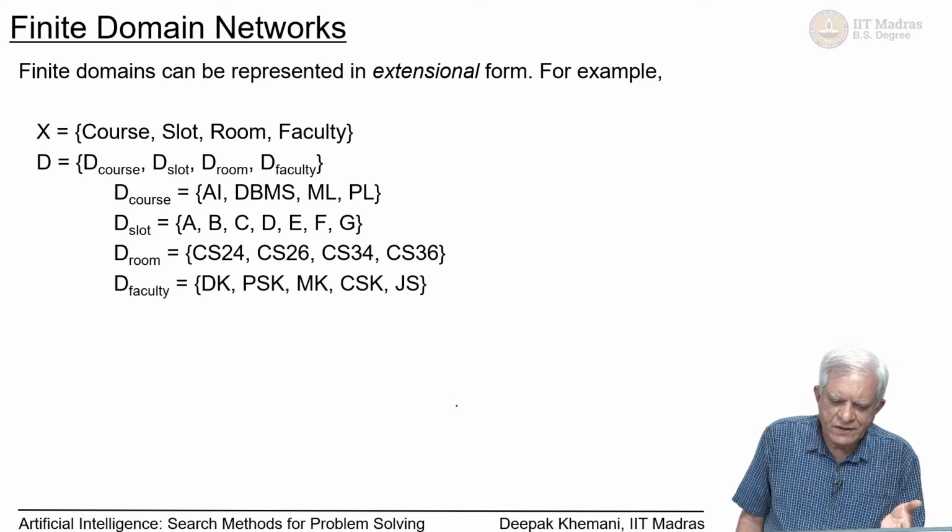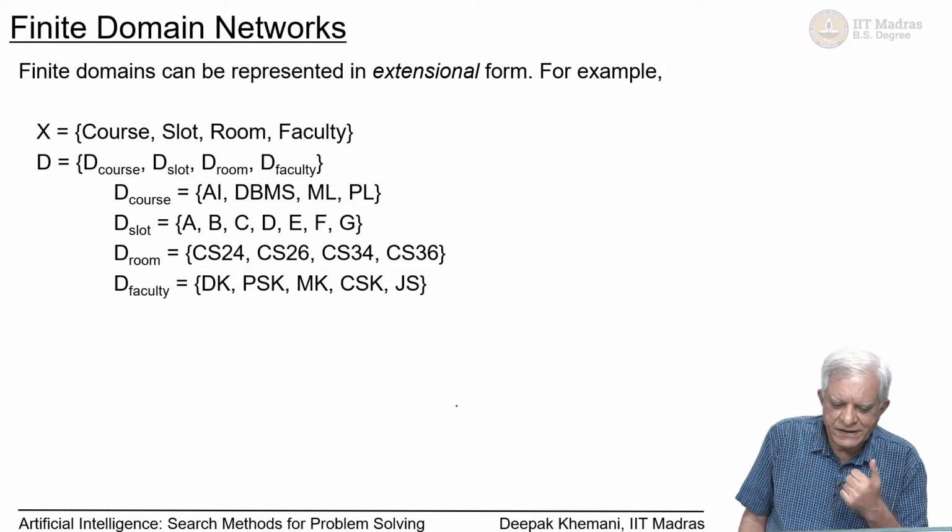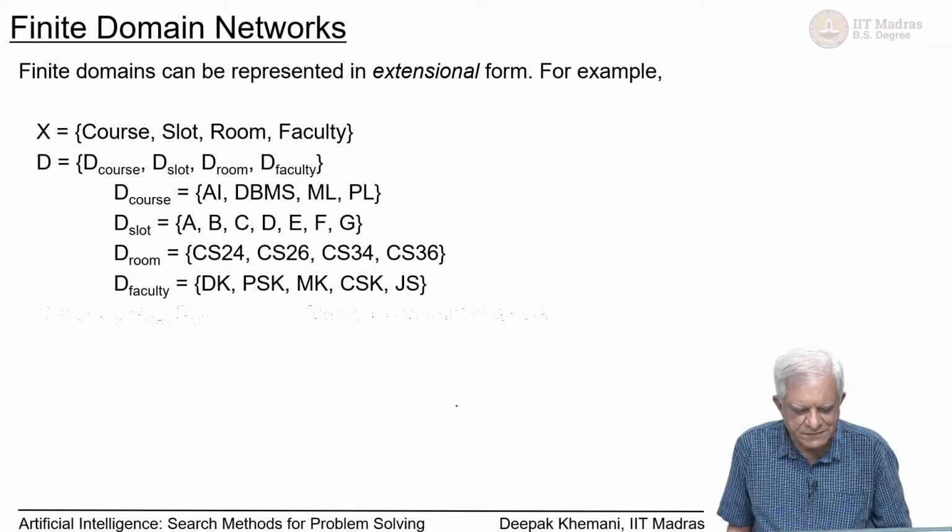Let us say the domain of course has 4 courses: AI, DBMS, ML and PL. There are, let us say, 7 slots: A, B, C, D, E, F, G. There are 4 rooms: 24, 26, 34, 36, and the faculty, let us say there are 5 of us here.